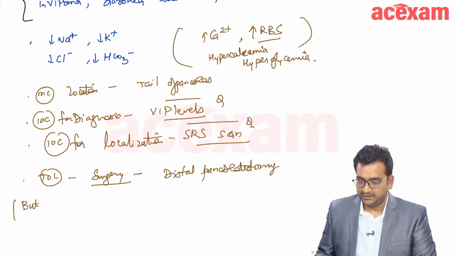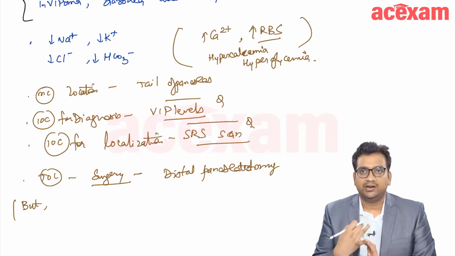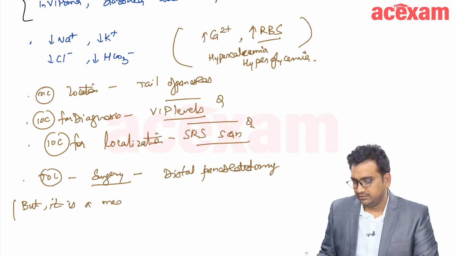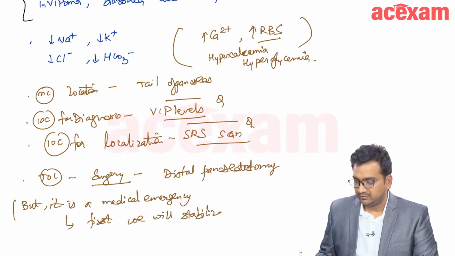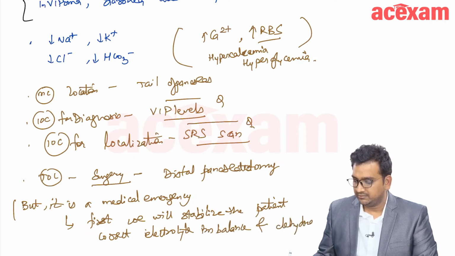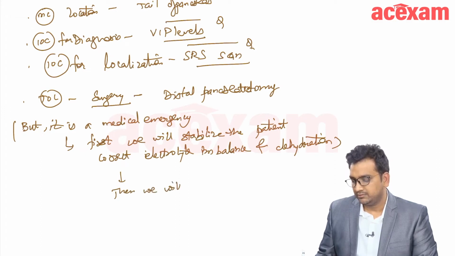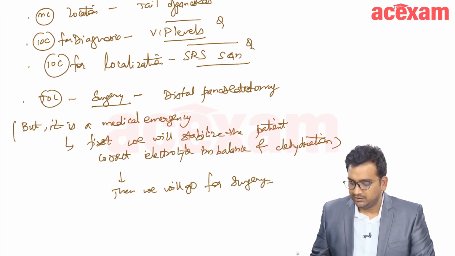But here, patient is having electrolyte imbalance, patient is having diarrhea, dehydration. So this patient is not a good candidate for surgery right now. So it is a medical emergency first. First, we will stabilize the patient. Correct electrolyte imbalance and dehydration. Then we will go for surgery. And at that time, the surgery of choice will be distal pancreatectomy. So this is very important to understand.